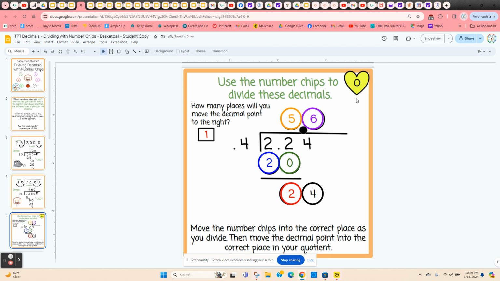Now you'll notice on every slide that you've got a yellow heart with a letter. They're going to use this letter, they're going to match it with their answer on the final slide to solve a basketball riddle.